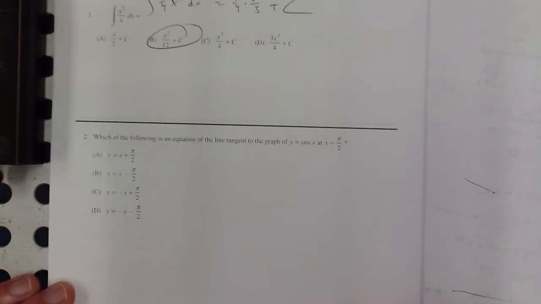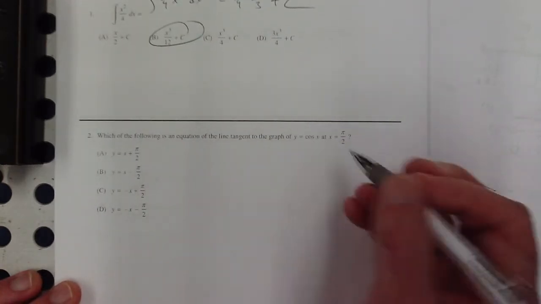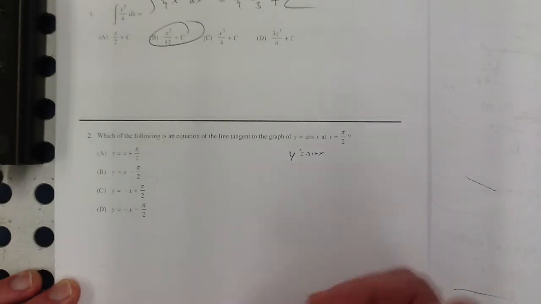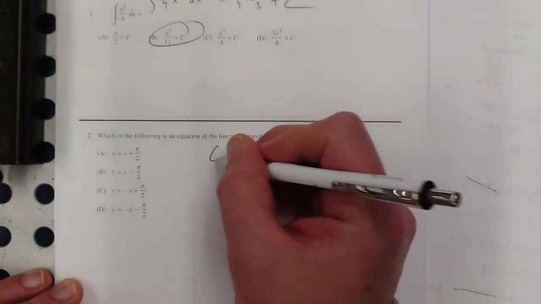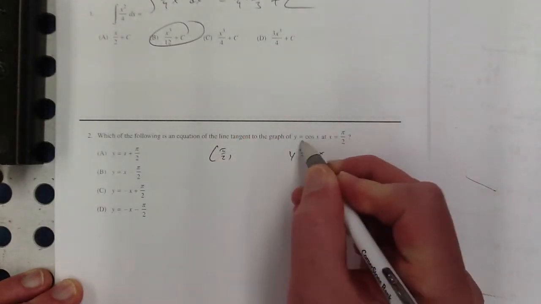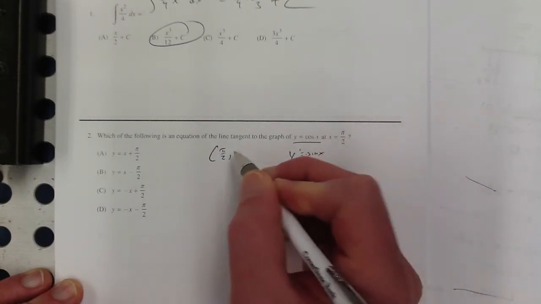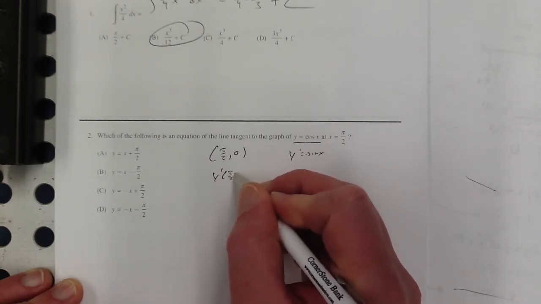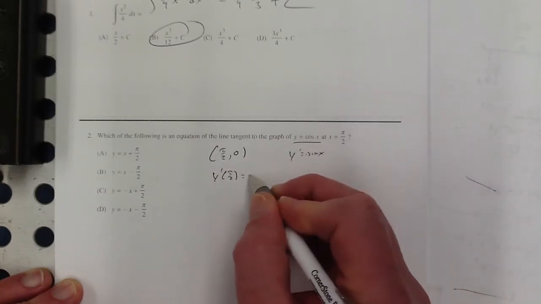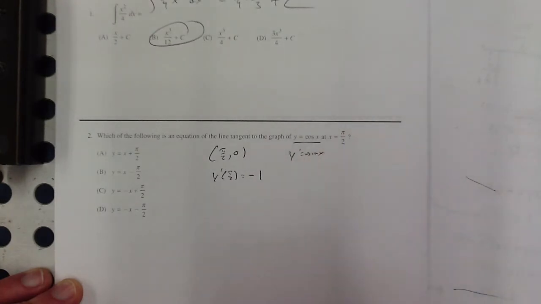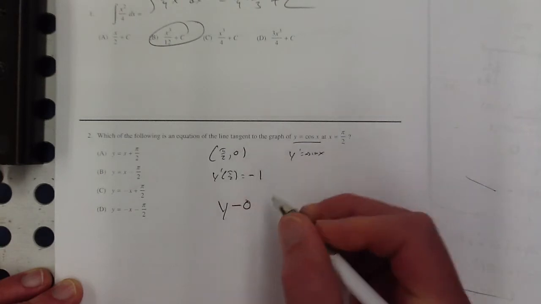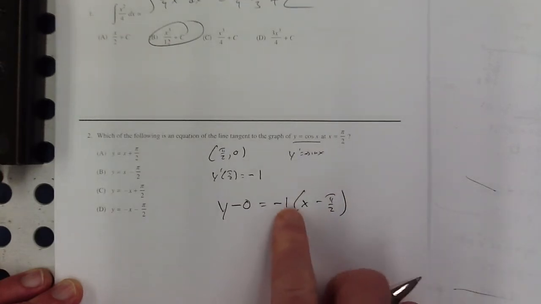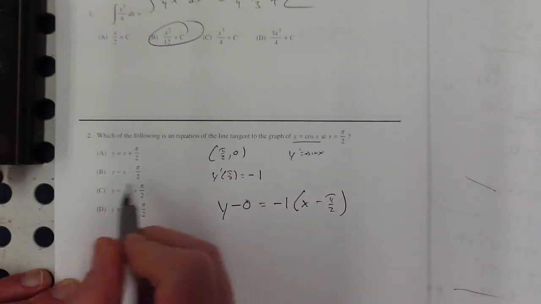So that's that. Which of the following is an equation of the line tangent to the graph of y equals cosine x at x equals pi over 2? To write the equation for a tangent line, you need a point and you need slope. The point is x equals that, and plugging that into the original function, the cosine of pi over 2 is 0, and the slope, y prime at pi over 2, is plugging pi over 2 into this, which is -1. So the equation for the tangent line is y minus 0 equals the slope times x minus pi over 2. And if you distribute that minus sign, that is the same as this.